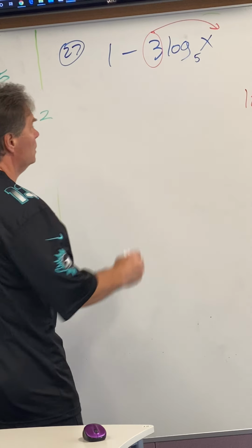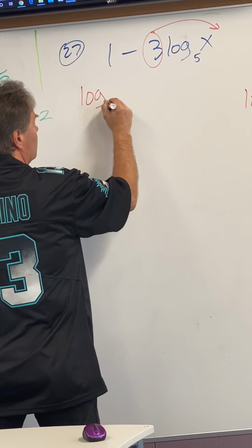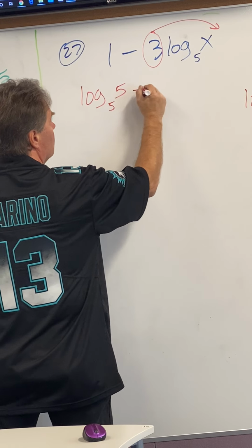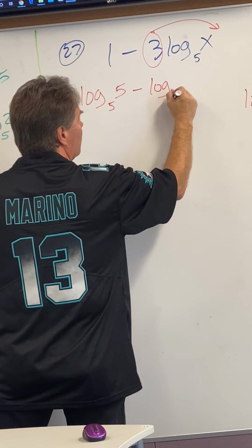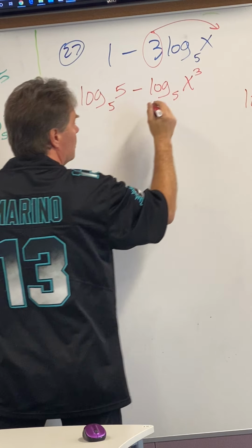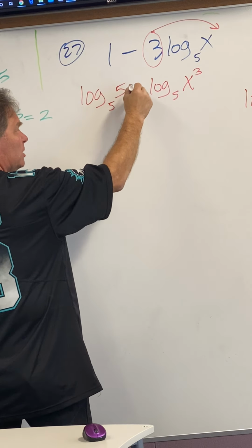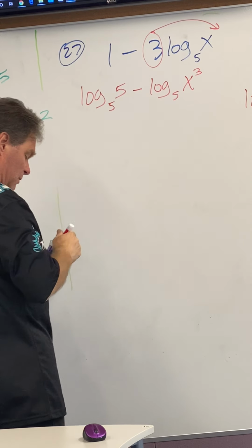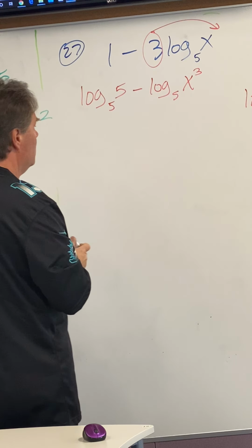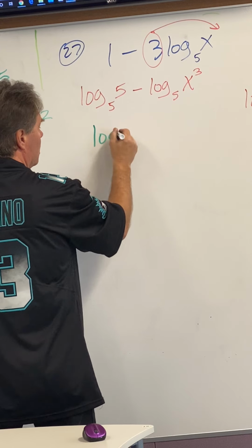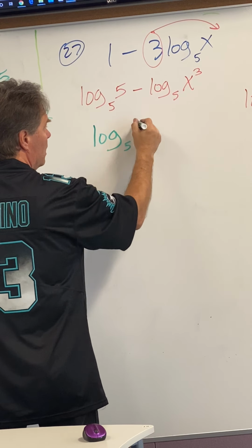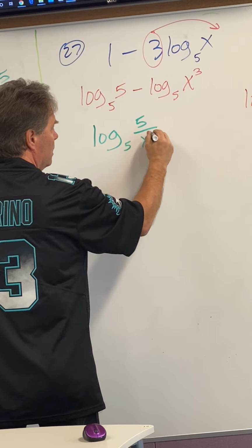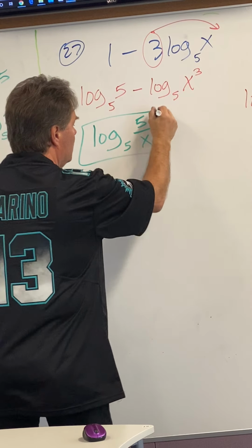That's how it works. So log base 5 of 5 minus log base 5 of x to the third. Now this is subtraction, so it's going to be division of logs, because that's the second law. Log base 5 of 5 over x to the third, and there you go.